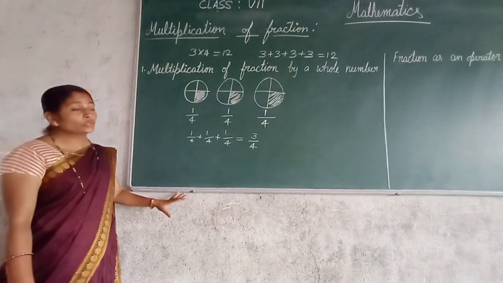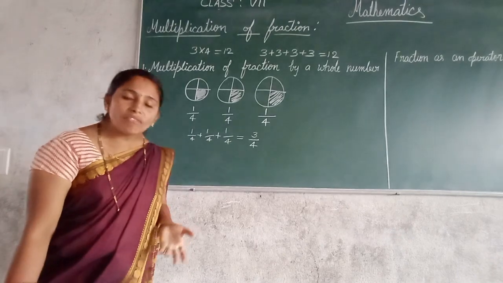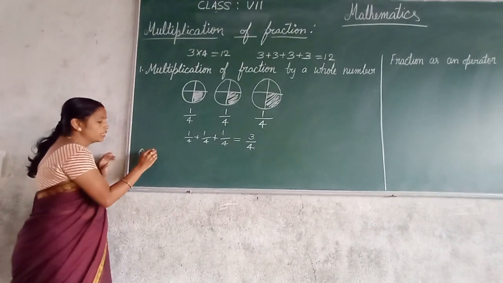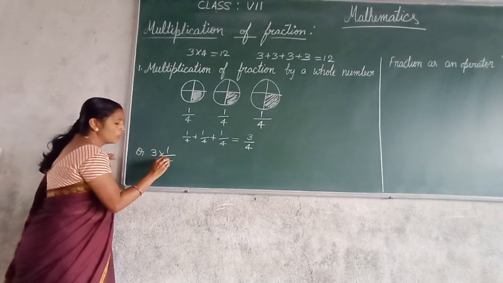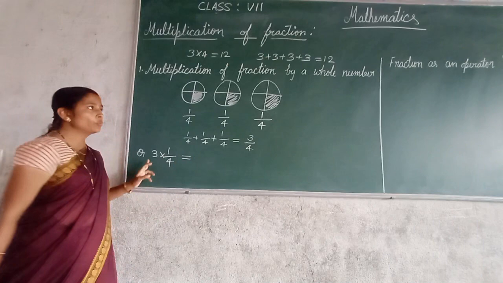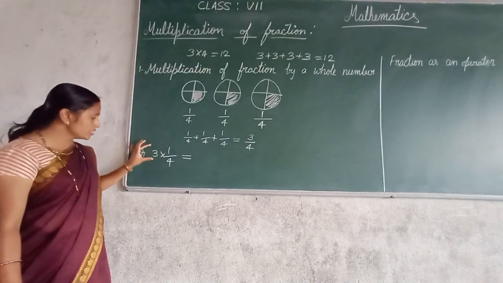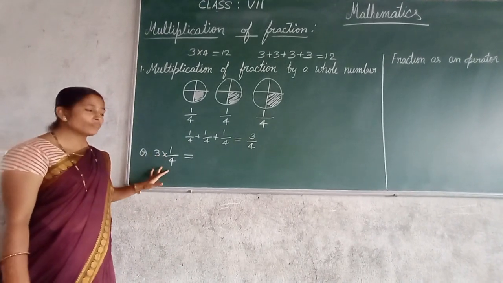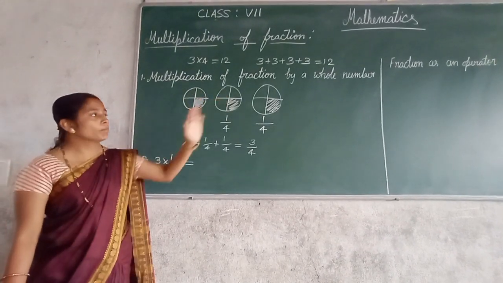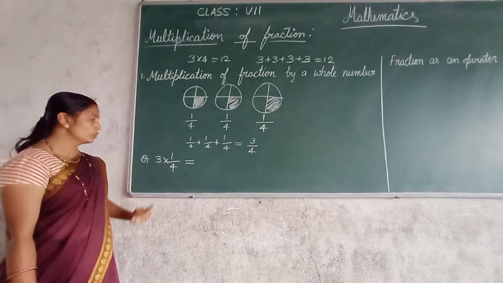But now we have to do the same thing in the form of multiplication. The question will be 3 into 1 upon 4. How do you do it with the whole number? Here 3 is the whole number, and 1 upon 4 is the fraction. Now, multiplication of a fraction by a whole number. Now I am going to multiply.